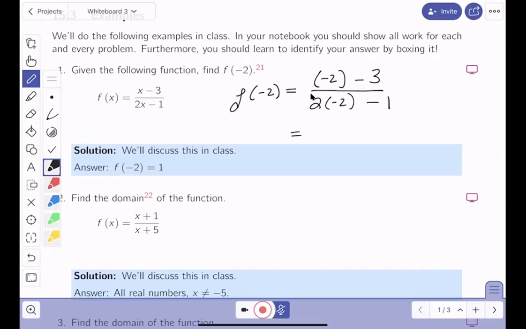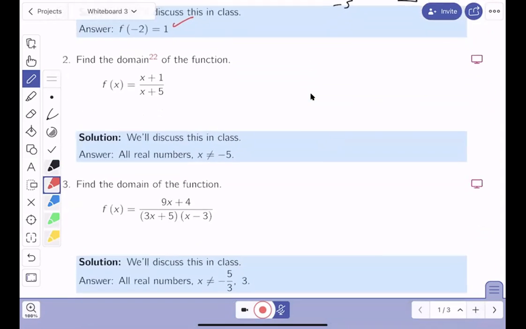What do you get there? Well, on top you would get minus 5, very simple arithmetic. And on bottom you get minus 4 minus 1, which is minus 5. What's minus 5 divided by minus 5? It's 1. Look at the key, and hopefully you see the same answer there. All right. Now, number 2 is domain.